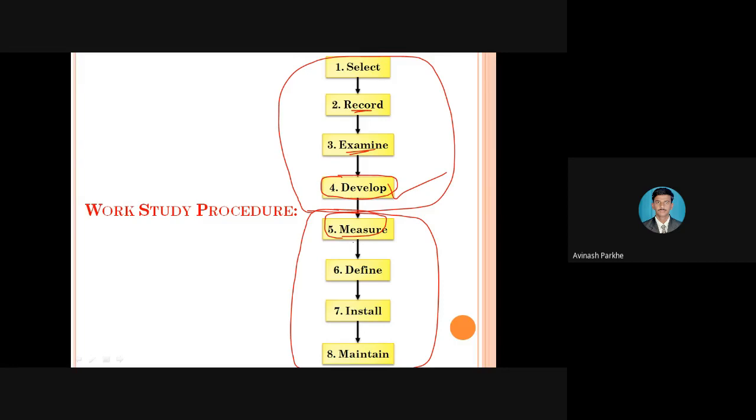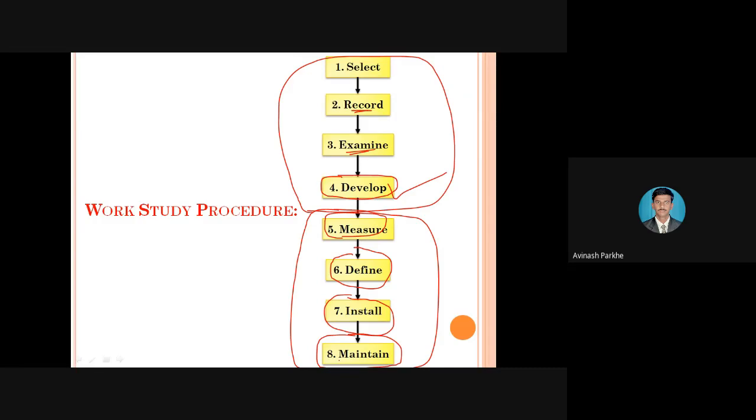Then after the measurement, we have to define that particular method in front of management. Whatever new method we have developed, it is not possible to implement directly at the production department. So we have to present that new method in front of higher authority or management. If the management gives the green signal, then we can install that new method in the industry. And once the installation takes place, we have to maintain that method continuously in order to achieve your productivity. So this is step number 1 to step number 8.